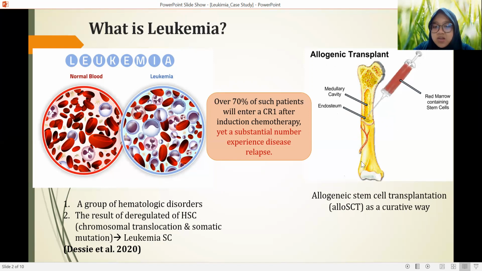This is the visualization of allo-SCT. So this is the blood cell taken, using a certain method.